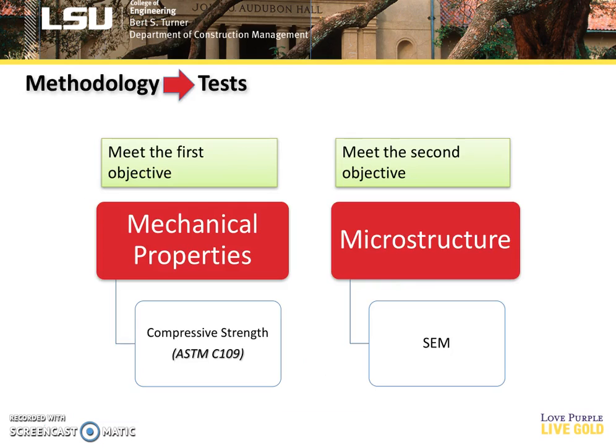For the second part of the methodology, I'm going to explain the tests to meet the first objective, which is mechanical properties of concrete. I use compressive strength test, and the microstructural test was conducted by SEM in order to meet the second objective.